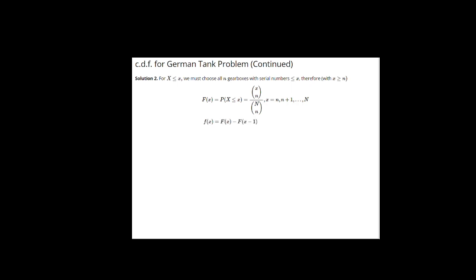Recall that if we wanted the probability function, little f of x, that's the size of the jump in the CDF at the point x. So we can take the difference between adjacent values of capital F of x, and it turns out, as you might expect, that we get exactly the same value for the probability function as we did under solution 1.